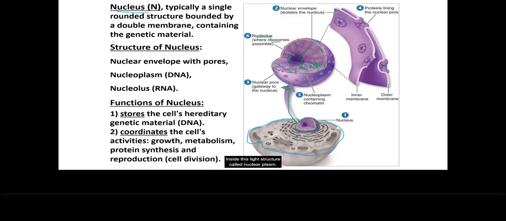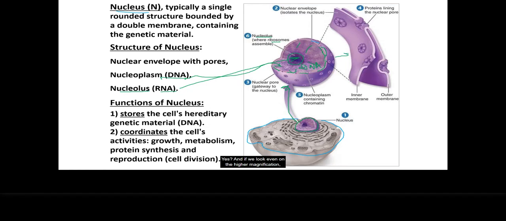Inside this light structure called the nucleoplasm. Nucleoplasm with DNA, and nucleolus with RNA. This is in the middle in here, dark. Then this is the nuclear membrane surrounding the nucleus, and it's organized, you see, like a double layer in here. This is a double layer, yes.